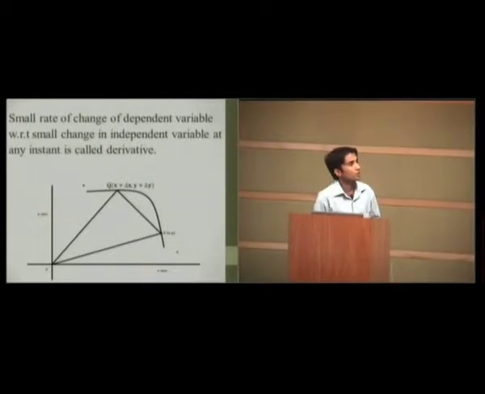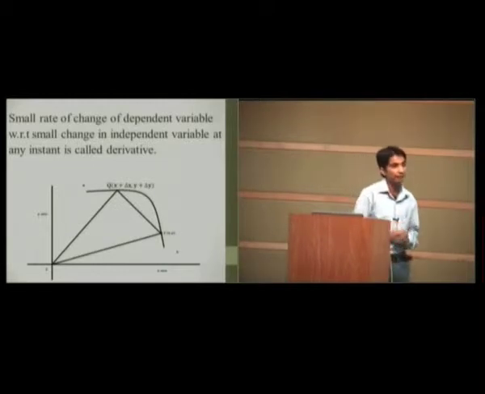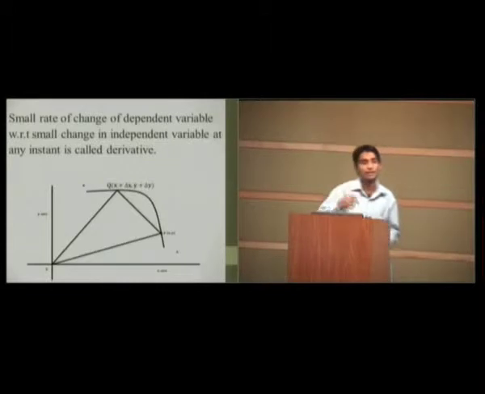Another definition, which is an informal one: the small rate of change of the dependent variable with respect to a small rate of change of the independent variable is called derivative. Now we have a pictorial representation of the derivative.